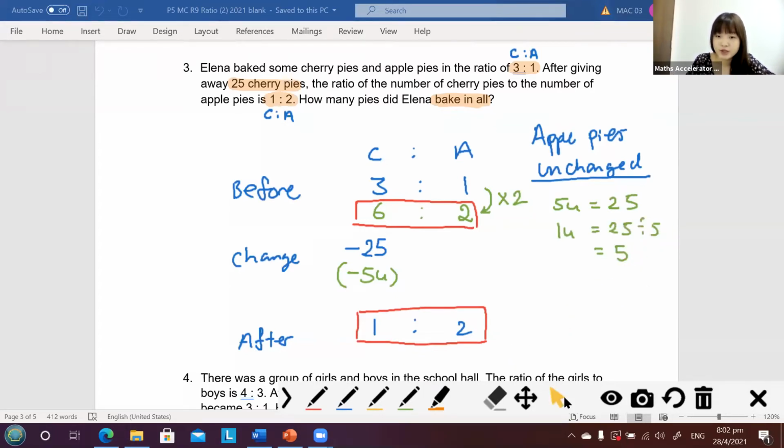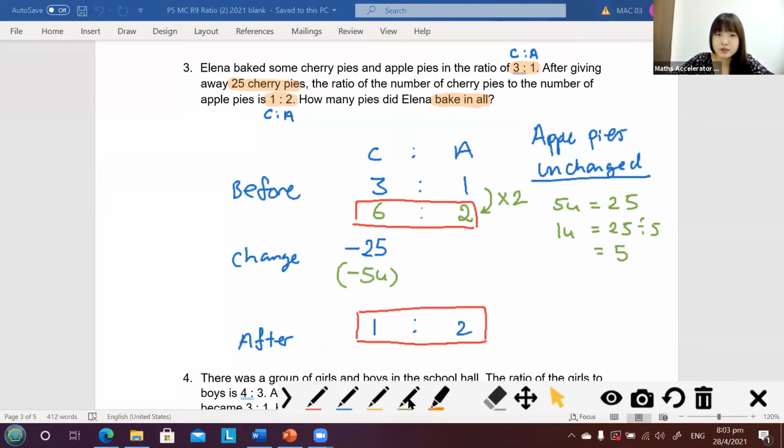So that's when you'll get confused. How many pies did Elena bake in all? Do you look at before or after? Okay, do you look at before or after? You can type in the chat, especially those of you who didn't get it right. Okay, good.